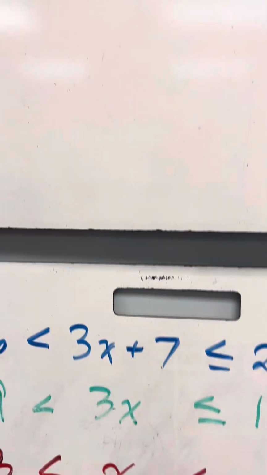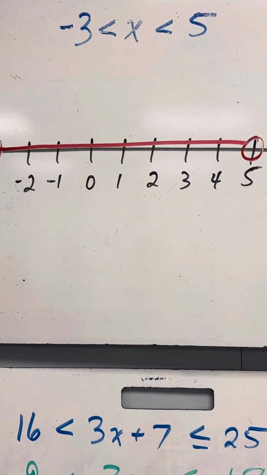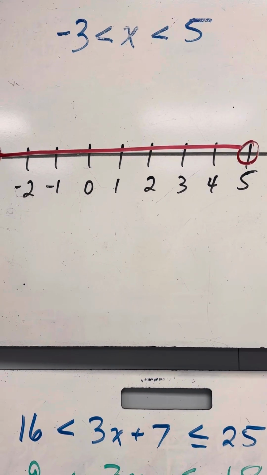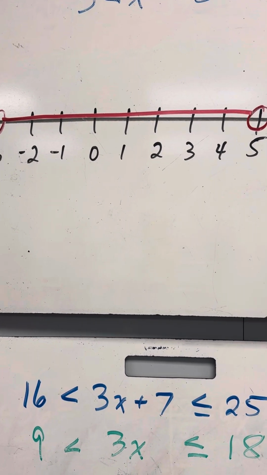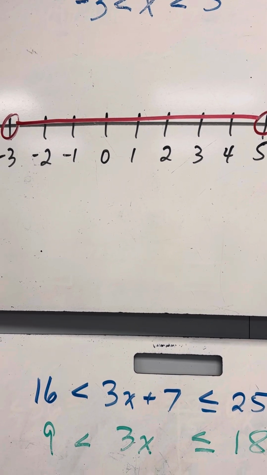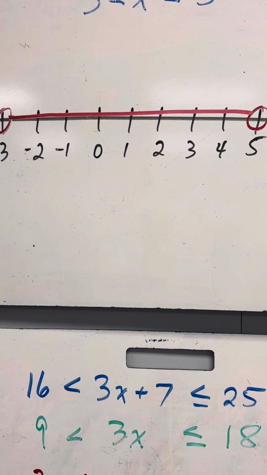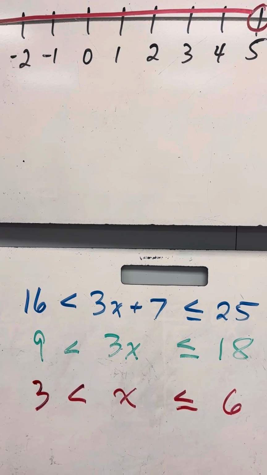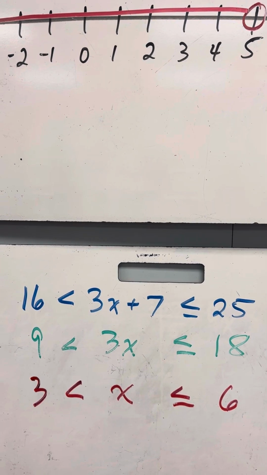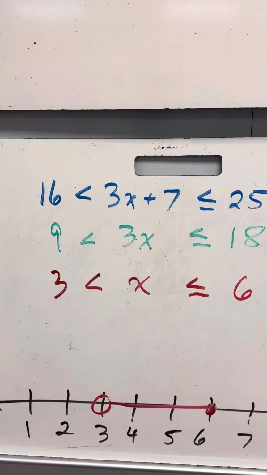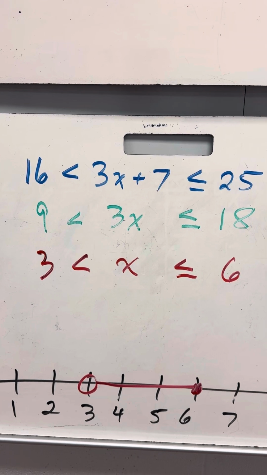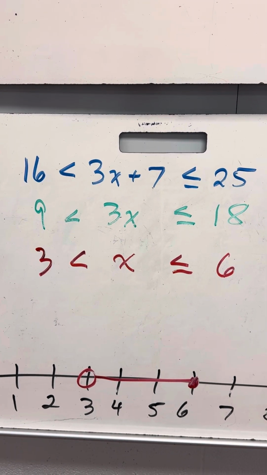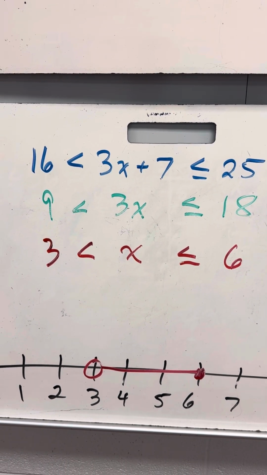Same thing here. First thing we're going to do is minus 7 to all 3 sides. All right, you get 9 less than 3x less than or equal to 18. Then we're going to divide all 3 sides by 3. You get 3 less than x less than or equal to 6. Open circle at 3, filled in at 6, shade in between. Boom, done. Okay.